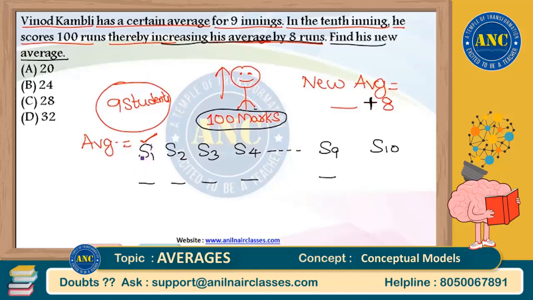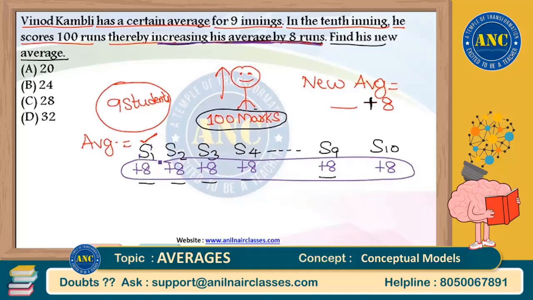That means the first student was having some marks earlier, and there is an increase of 8 marks for the first student. Second student, increase of 8. Third student, increase of 8. Fourth also, increase of 8. Ninth also, increase of 8. Now this 10th student, the person who is joining, will also keep 8 marks extra with him, right? That means average increases by 8 marks means total will increase by 8 into 10 people, 80 marks. Total will increase by 80 marks.